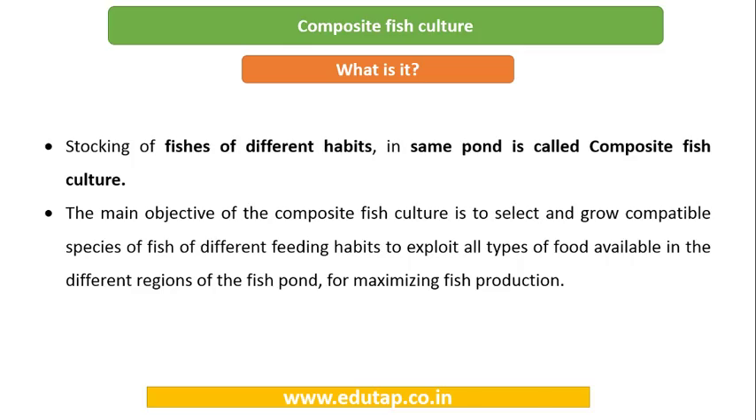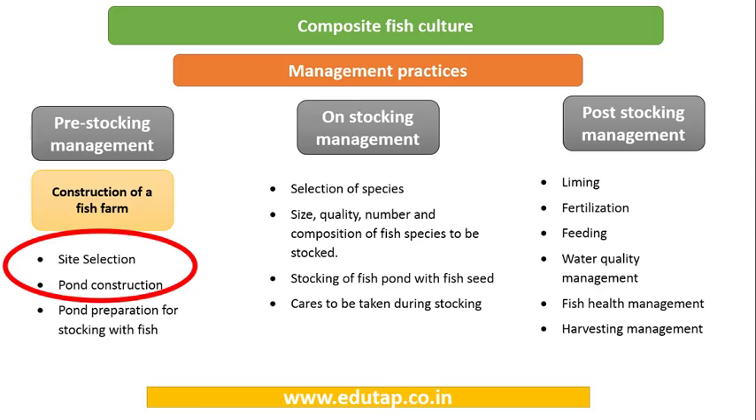Okay, so we had also seen what is composite fish culture. It is when we start culturing different fishes, having different habits, in the same pond. So same pond is a keyword here. At that point of time we call it composite fish culture, right? Okay, so the layout that we had seen was regarding the management practices. Now we can divide the management practices into three broader areas: pre-stocking management, stocking management and post-stocking management, right? In the previous live session, we concentrated upon pre-stocking management. We will continue from where we left.